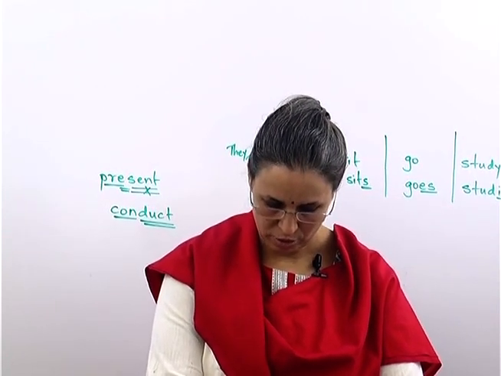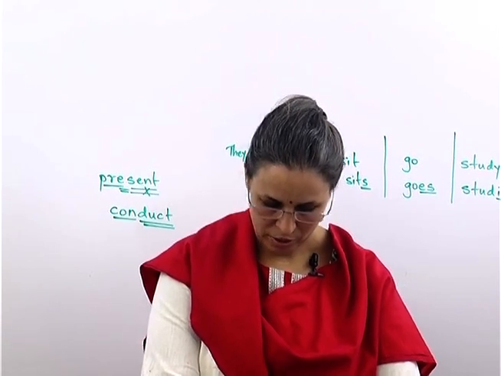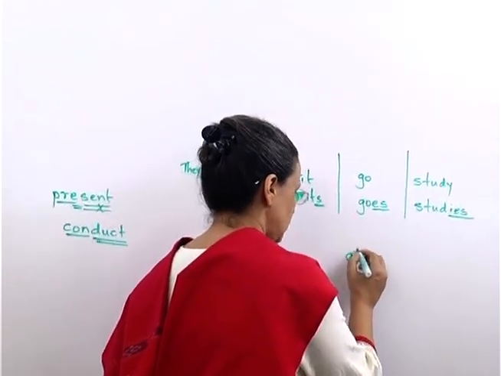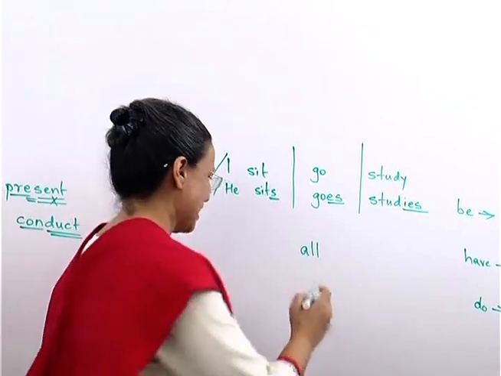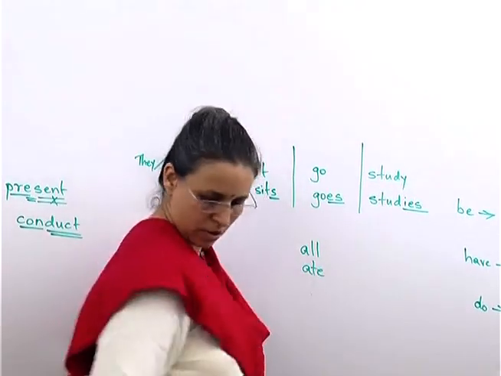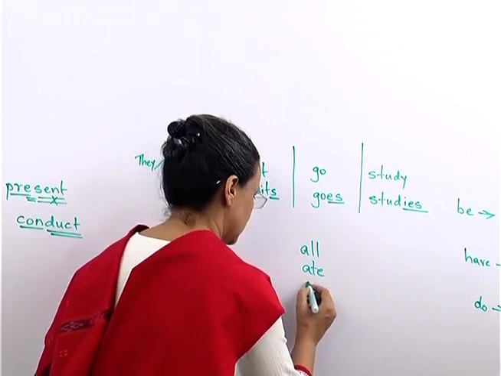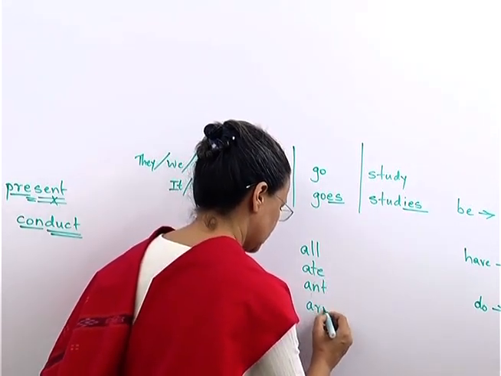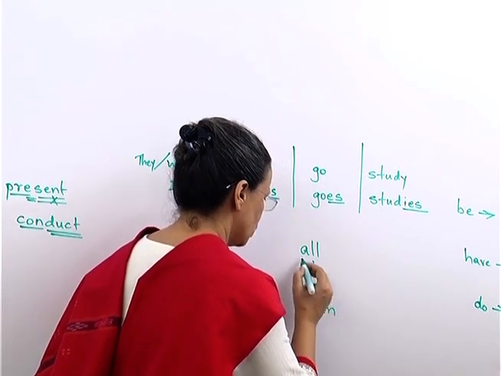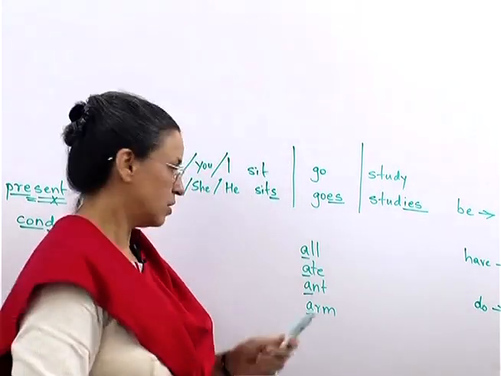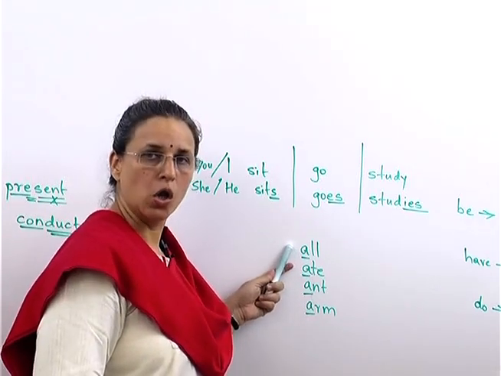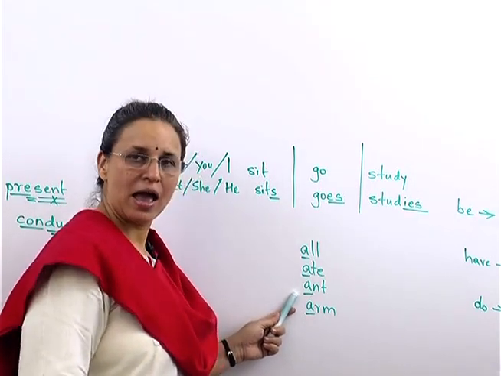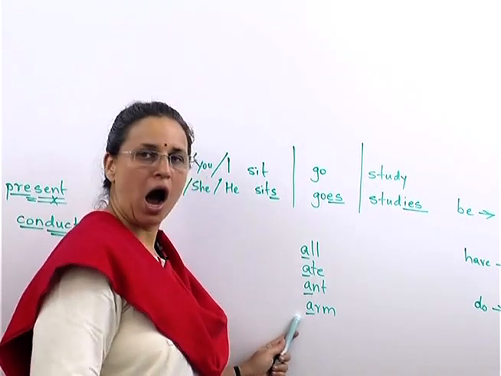Note that one letter may stand for different sounds. For example, A. Now look at all these words that I am going to write down. All. The next word is ate, and, arm. Okay, so in all these we have used A, but you can see in this the sound is aw, all. Here, A, ate, a, ant, ah, arm.